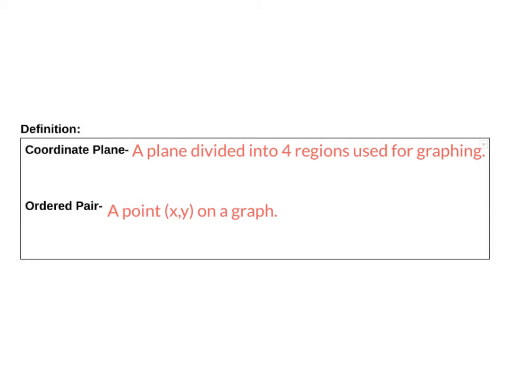So a quick review of some of these things, talking about the coordinate plane. That is just your plane that is divided into 4 regions used for graphing. When we talk about ordered pairs, which consists of everything on the coordinate plane, you're looking at and focusing on a point X and Y. Whatever number always comes first will be your X value, and whatever number is second in that ordered pair always becomes your Y value. So let's take a look at a few of these.